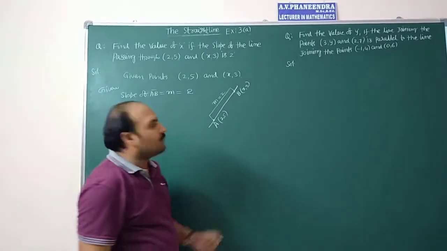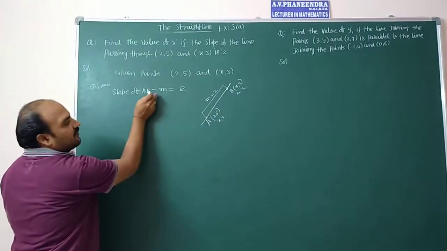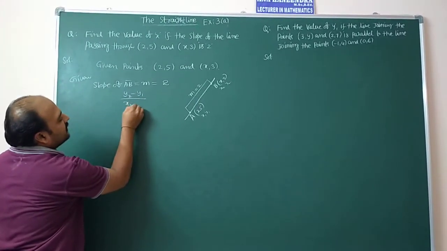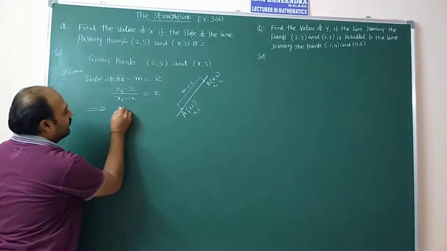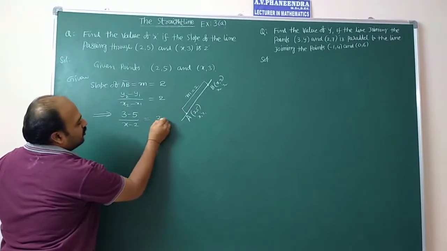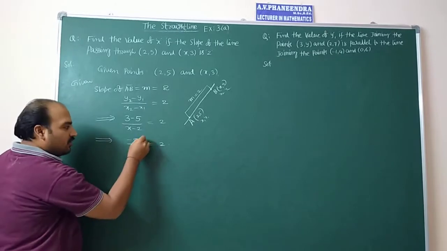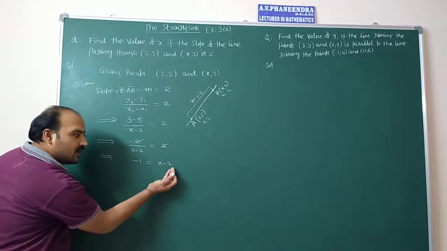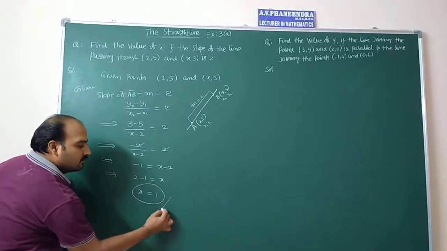What is the definition of slope m? y2 minus y1 by x2 minus x1, where this is x1, y1 and x2, y2. The definition of slope I have already discussed in the previous classes. So y2 minus y1 by x2 minus x1 is equal to 2. That implies 3 minus 5 divided by x minus 2 is equal to 2. That implies minus 2 by x minus 2 is equal to 2. The 2 gets cancelled, so minus 1 is equal to x minus 2. Taking minus 2 to this side, 2 minus 1 is equal to x. Therefore x is equal to 1.